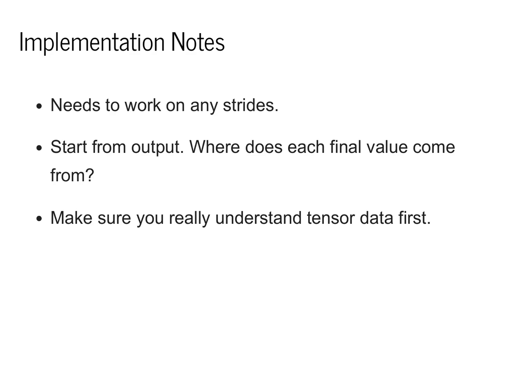The first thing to note is that all this happens at a higher level than strides. So all three of these operations, map, zip, and reduce, need to work with a tensor with any possible stride. The other implementation tip I'll give is that when implementing these operations, you always want to start with the output tensor. If you know the shape of the output tensor, you should think back about where its values come from.